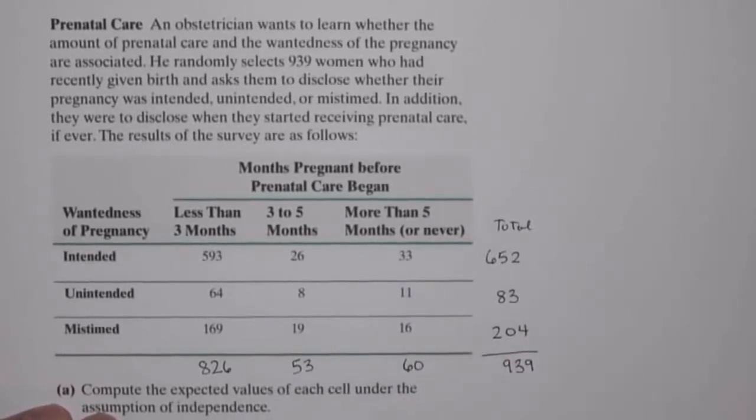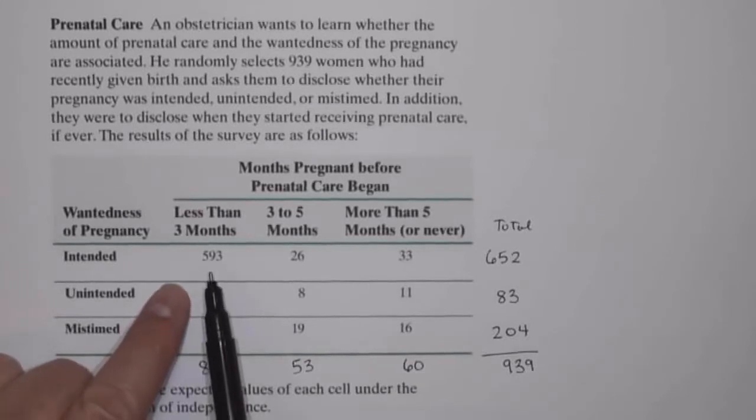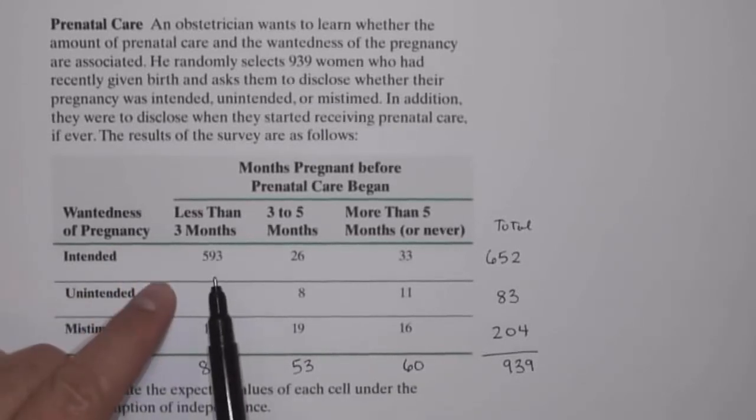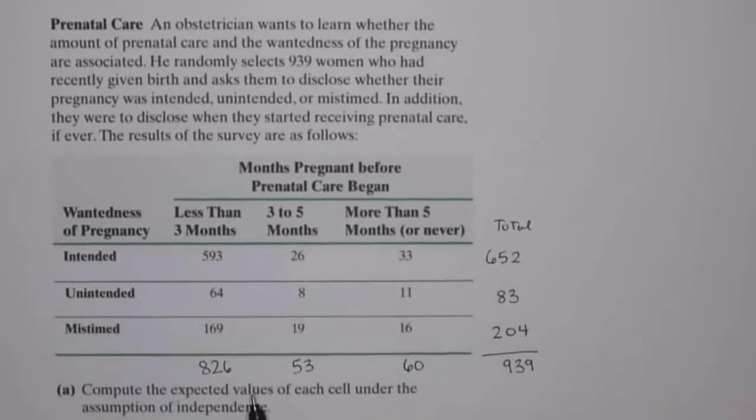And so 60 of the women received prenatal care more than 5 months or never. And again, if we add up 8, 26, 53, and 60, that adds up to 939 for the table total. So here we have the column totals. So if I want to calculate the expected values for this table, I'm going to take the row total times the column total divided by the table total for each cell.